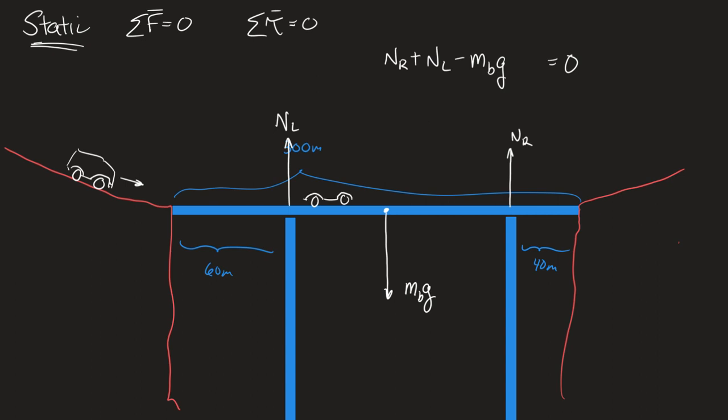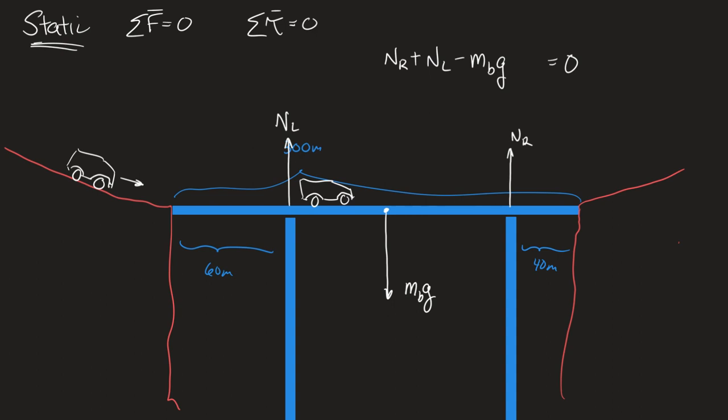Or this elephant? Which one do you think is holding more of the weight of the bridge? The left pylon or the right pylon? Probably the left, because the car is closer to it, but it's not a static or symmetric situation.